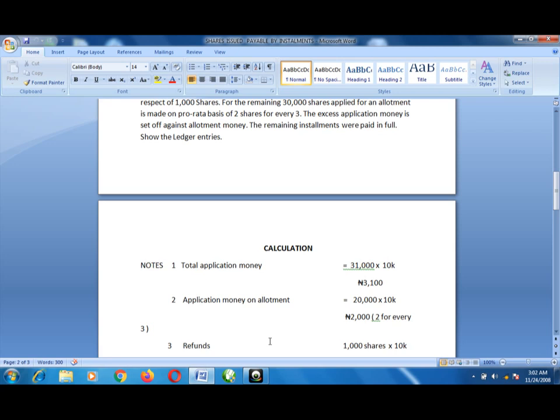Now, this is our calculation. We have the unit, note 1, the total application money, and here you have additional information.